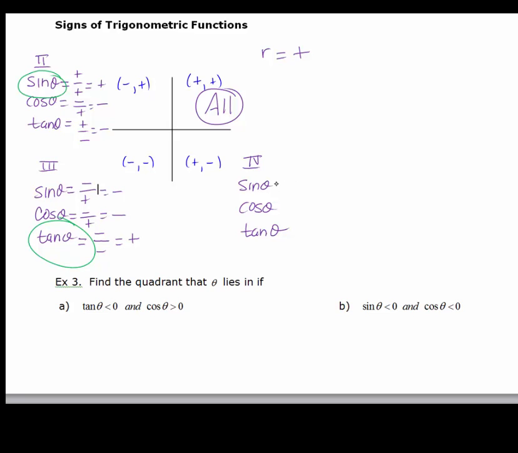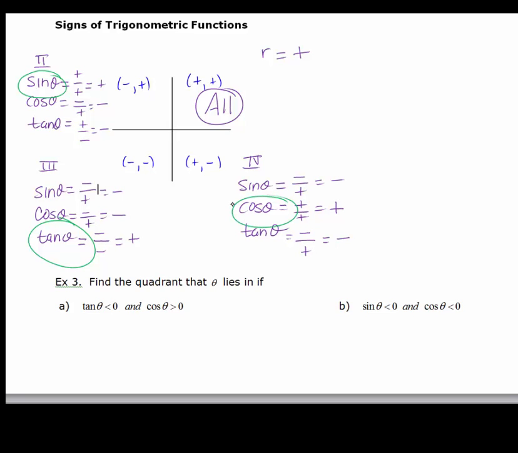Alright, let's look at the last quadrant. The sine, which is y over r, is going to be a negative over a positive, which will give you a negative. The cosine is x over r, which is a positive over a positive. The tangent is y over x, which would be negative over a positive, which would be negative. So in the fourth quadrant, the cosine is positive.